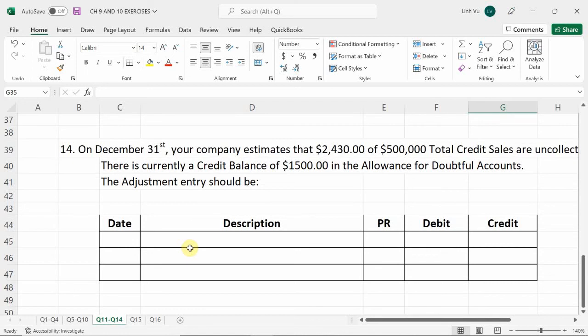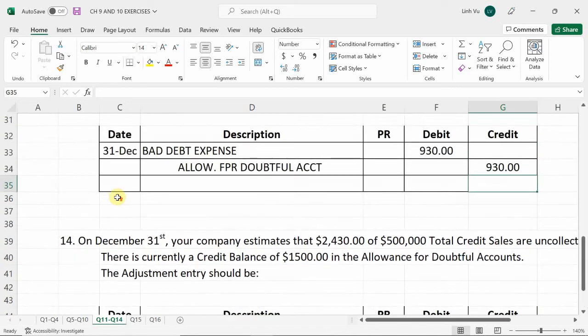Last question, 14. If on December 31st, your company estimates that $2,430 of a 500,000 total credit sales is to be uncollectible, and there's currently a credit balance of $1,500 in the allowance for doubtful accounts, the adjustment entry should be: debit bad debt expense for 2,430 and credit allowance for doubtful accounts for 2,430, because you don't consider the asset account.